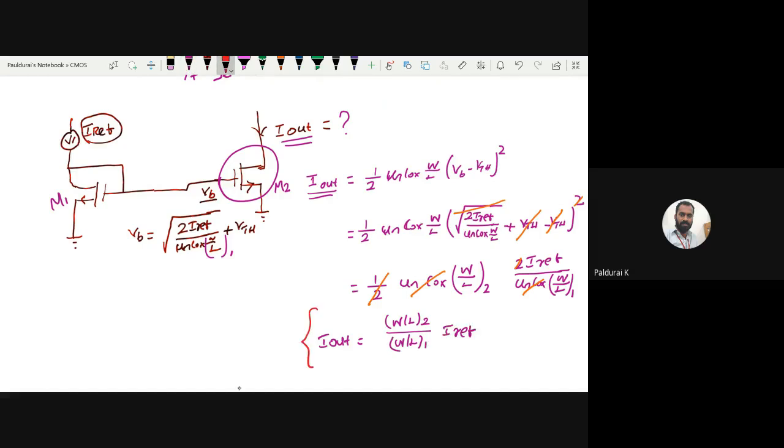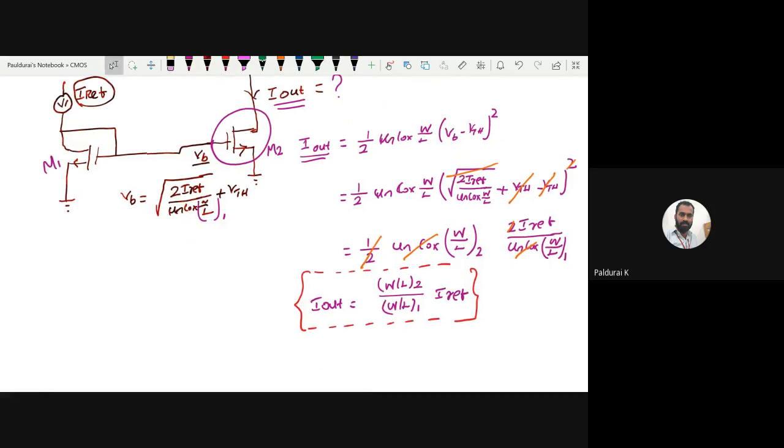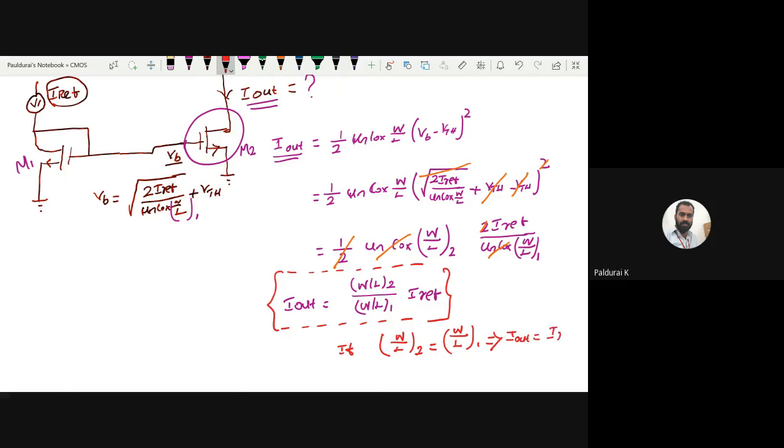If both are identical to each other, in the sense that the width to length ratio of the second MOSFET equals the width to length ratio of the first MOSFET, then my I out equals I reference. So we copied the current here. Simply, the logic is that you connect one diode connected device.